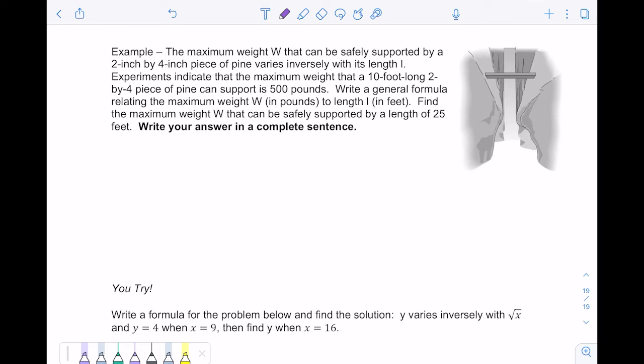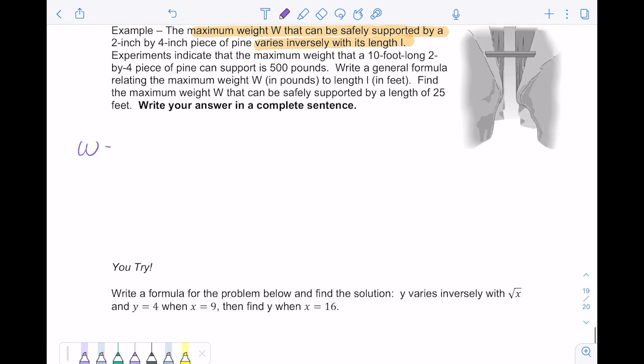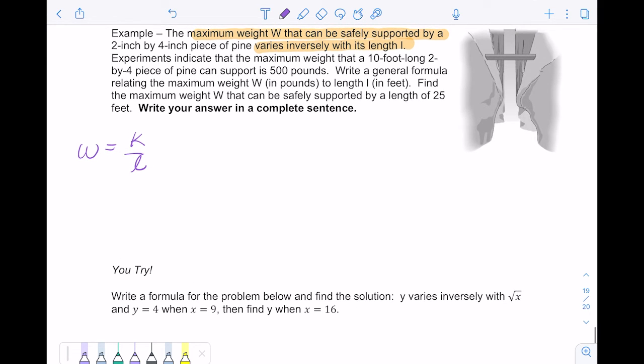The first thing we're going to do is write our equation. They tell us that the maximum weight that can be safely supported by a 2-inch by 4-inch piece of pine varies inversely with its length L. So the equation would just be W equals k divided by L. And then they give me some clues. They tell me that the maximum weight that a 10-foot long piece of pine can support is 500 pounds. So my weight is 500 and the length is 10. If I solve this for k, I'm going to multiply both sides by 10. So I know that k is 5,000.